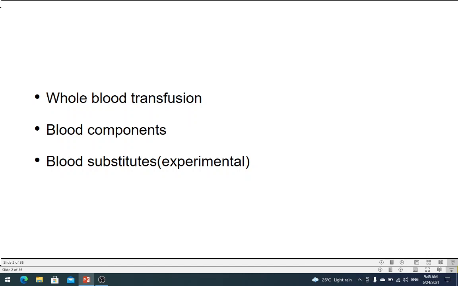And finally, nowadays there are experimental studies to look for blood substitutes. Getting blood is not easy. As of now, the only way you can get blood is somebody has to donate it. There is no other way. It does not grow on trees, you know what I mean. So you have to get it from another person. But now we are doing experiments to see if this blood can be substituted.